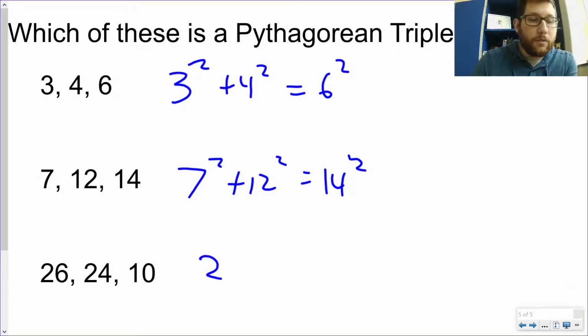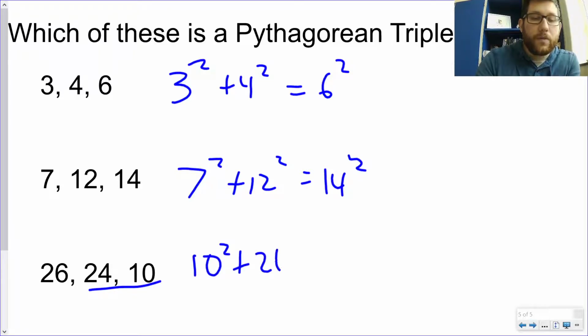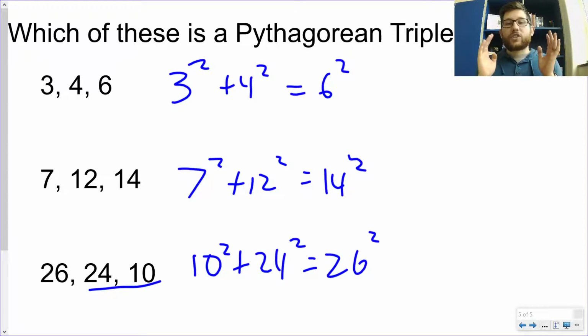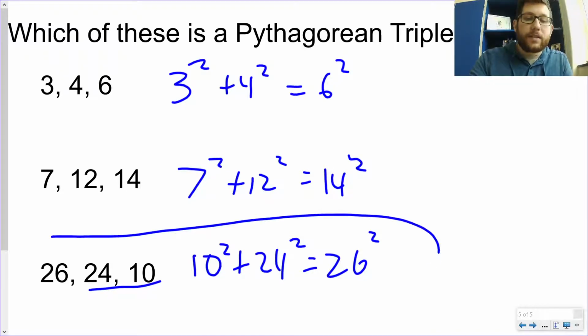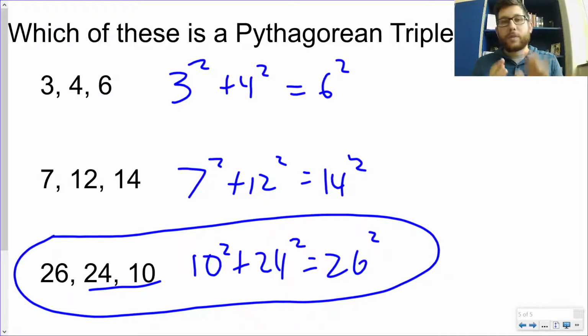Notice, hang on, they rearranged the order. Remember, the smallest two, that's these two, need to go first. 10 squared plus 24 squared. Is that equal to 26 squared, okay? I'm going to check all of those in my calculator if I'm going to solve this problem. Whichever one comes out equal, basically you're just looking for a right triangle. In this case, this would end up being your right triangle. 10 squared plus 24 squared does equal 26 squared. So this wraps up our video on Pythagorean theorem.